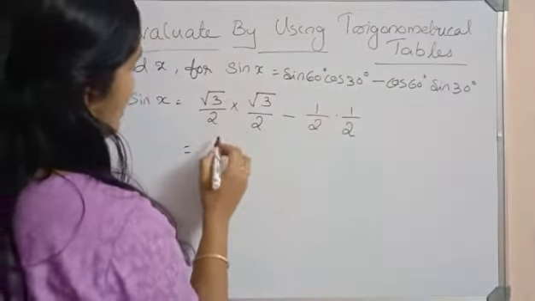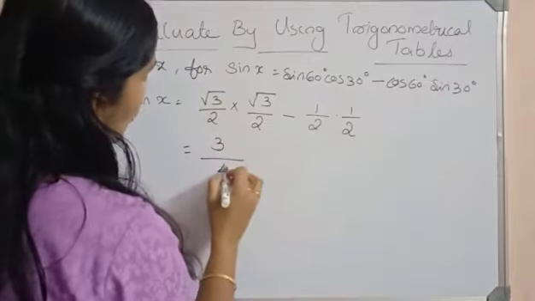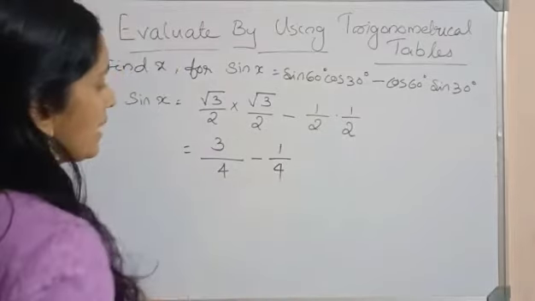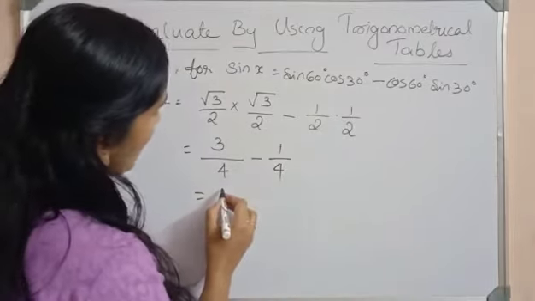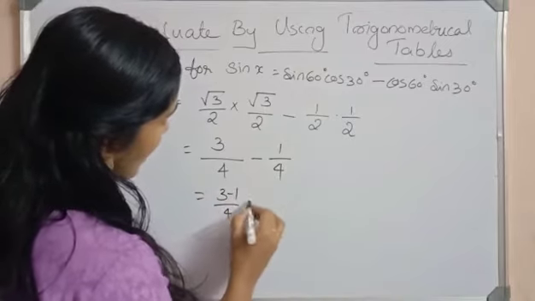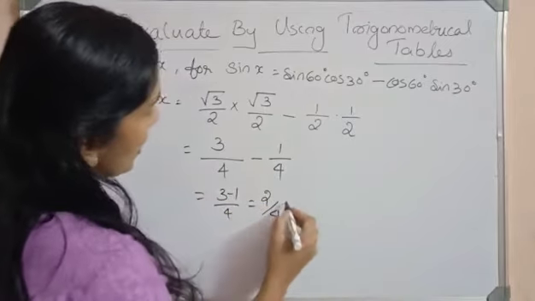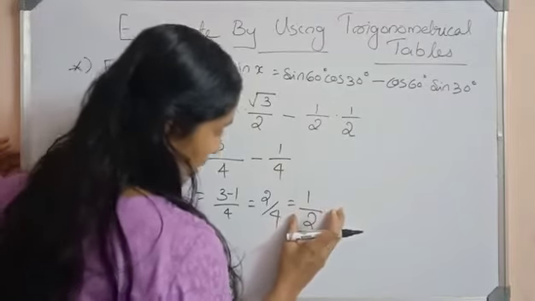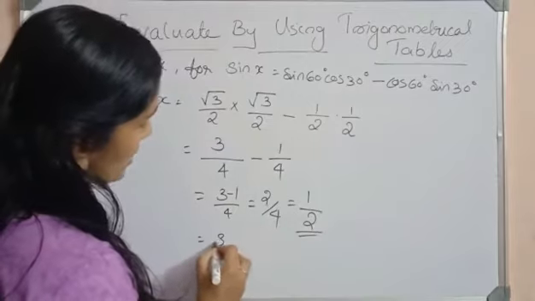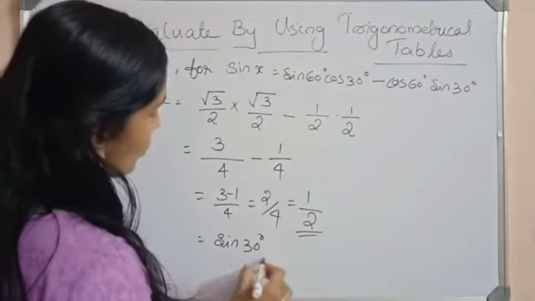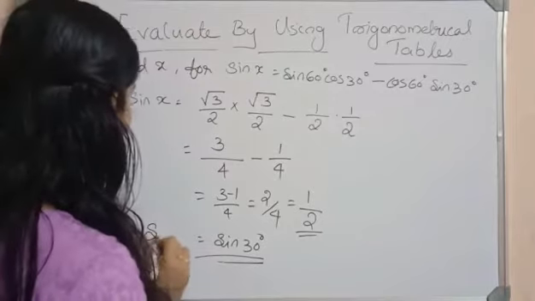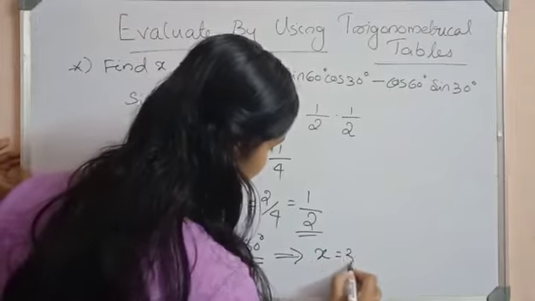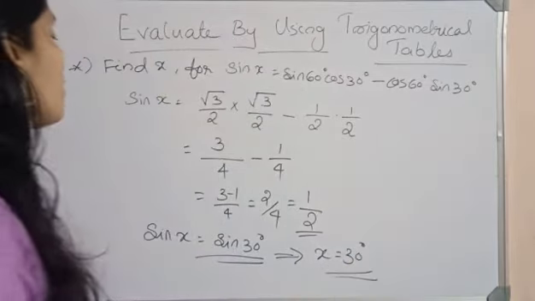So root 3 into root 3 is 3 and 2 2s are 4, minus 1 1s are 1 and 2 2s are 4. 3 by 4 minus 1 by 4. So the difference will be 3 minus 1 by 4, that is same as 2 by 4. That is equal to 1 by 2. Now, for what angle do we get the value of sin as 1 by 2? That is sin 30 degree. We know that sin 30 is 1 by 2. So, we can say that sin x is sin 30, and this implies x is equal to 30 degree.